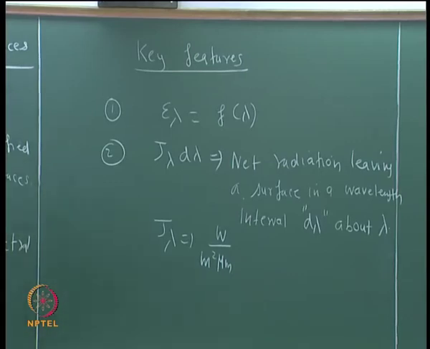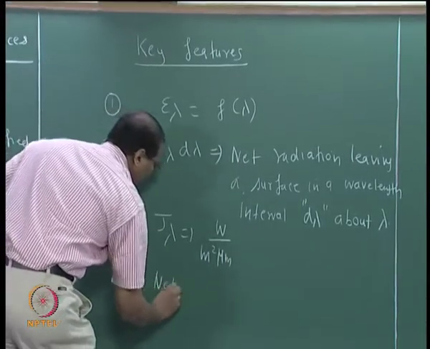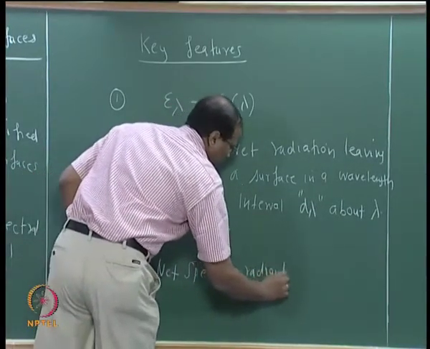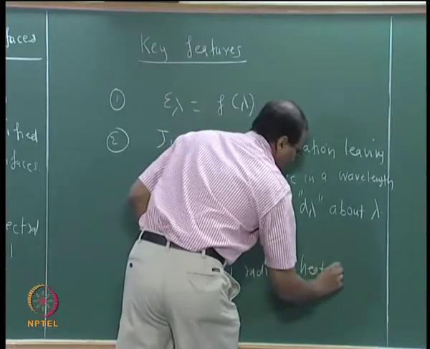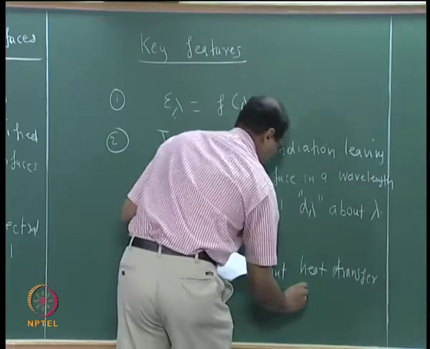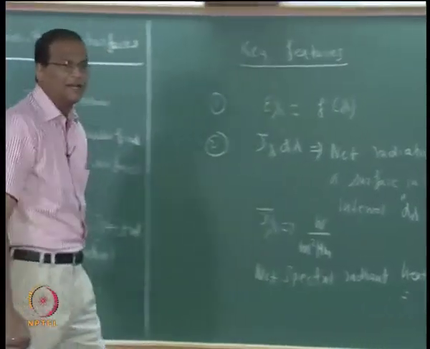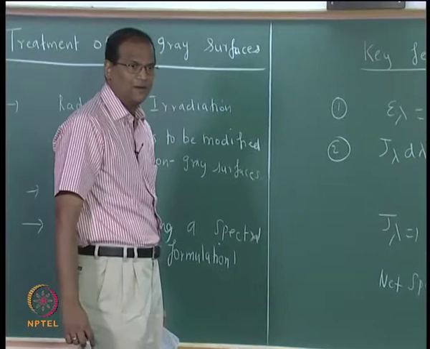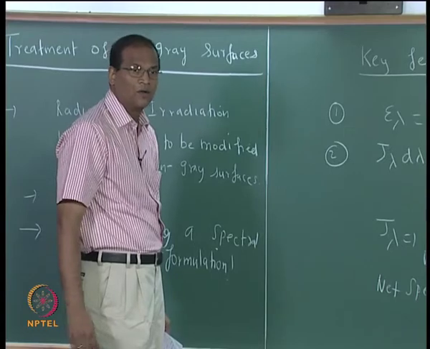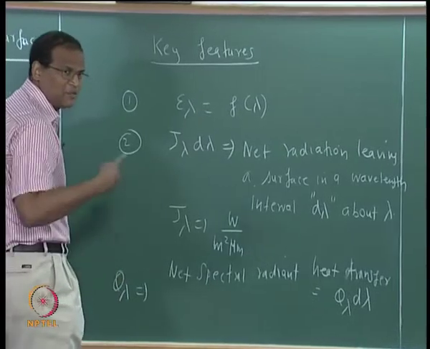Now, net spectral radiant heat transfer is Q lambda. What should be the units of Q lambda? Watt per micrometer, very good. So, if I put small q, it is a different story, it is watts per meter square per micrometer.